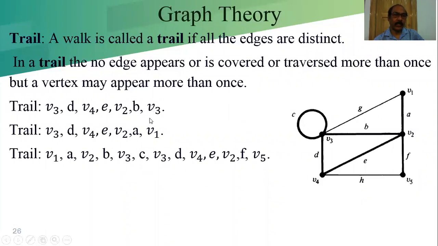This is a closed trail because the start and end vertices are the same. In this case, the start and end vertices are different. That's why these two are open trails and this is the closed trail.